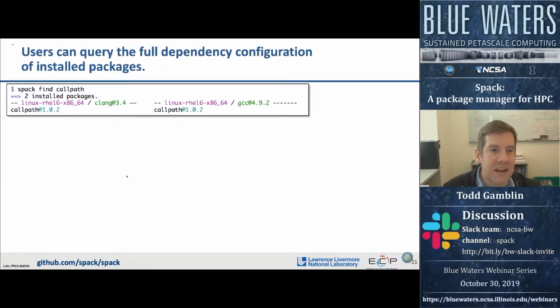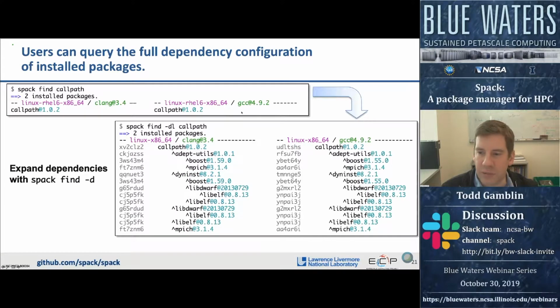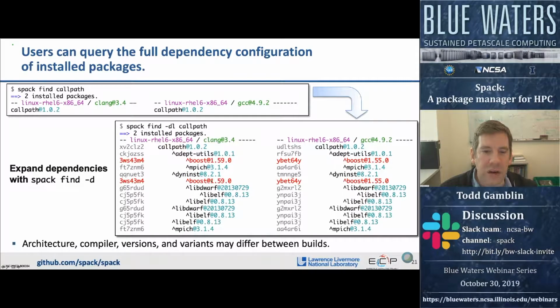And so if you want to see why is my software working with this version of callpath and not with this version, you can query the full dependency provenance, and you may find something like, well, this one over here that was built with Clang 3.4 was also built with this version of Boost. And this one over here was built with a different version of Boost. And so the reason that your build is exploding is because those two things are ABI incompatible. And so you should build with one and not the other. So you have that information available to you.